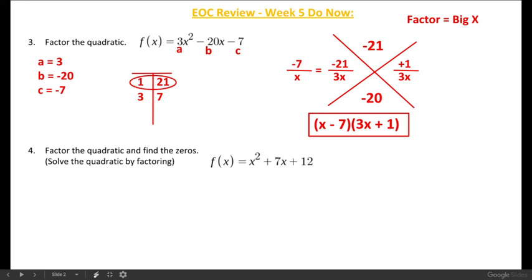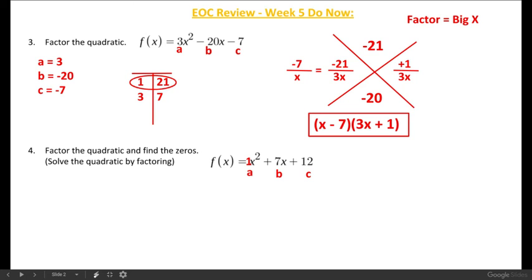Okay, so let's go ahead and do number 4. This one asks us to factor the quadratic and find the zero. So we're going to do the exact same thing that we did in number 3, and then we're going to take it a second step further and actually solve it. Okay, so first thing, let's identify A, B, and C. So in this function, A is not there, which means it's an invisible 1. Do you remember that? B is 7 and C is 12.